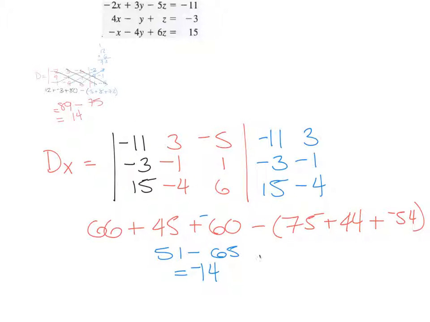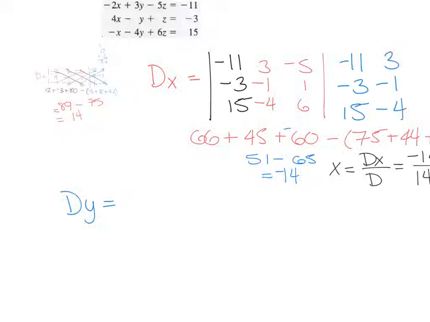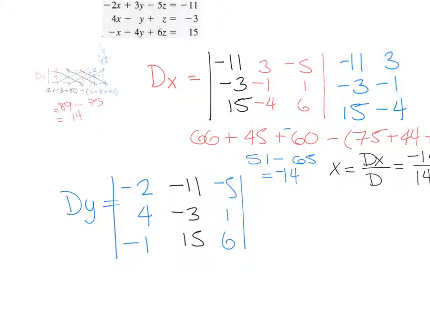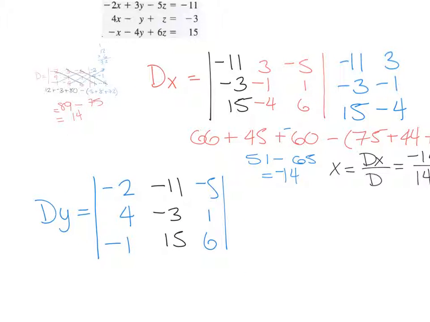So in order to find x, I'm going to take my ratio dx over d. dx we have -14, d we have 14, so x equals -1. We're going to go ahead and do the same thing for y. So for dy, now we're going to take our answer column, that -11, -3, and 15, and it's going to go in the middle of matrix D. So matrix D was -2, 4, -1. Now we take our answer column and it goes into the y column, -11, -3, 15, and then everything else for matrix D is the same. So that's going to be -5, 1, 6, and now we're going to find the determinant of this matrix here. So go ahead, pause the video, and solve.